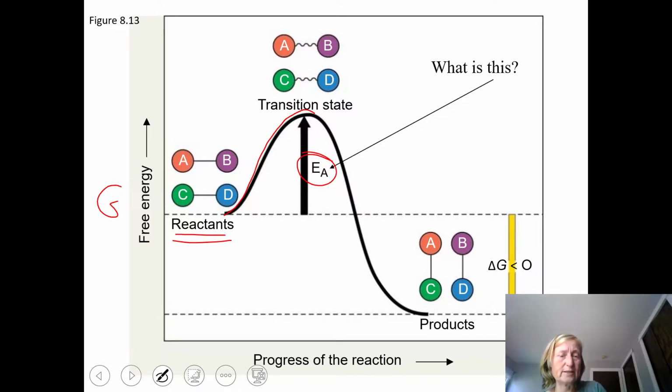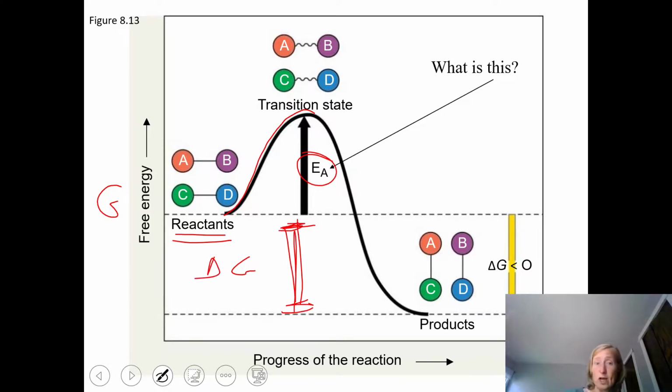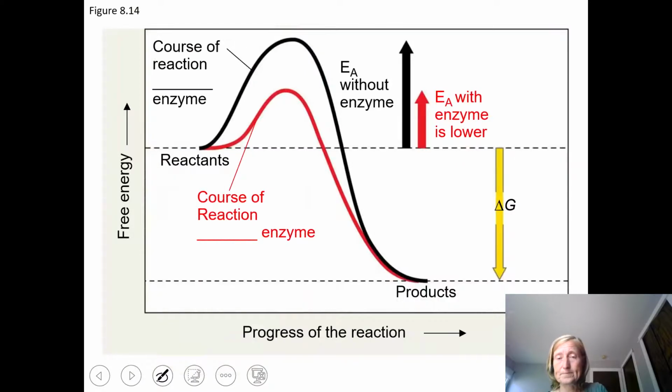There's still in this reaction a change in G, or a drop. This here represents delta G. Delta G is the amount of energy that's released when this reaction finally runs, but it needs a little bit of energy to get the reaction started. And it turns out that enzymes alter the course of the reaction by lowering the E sub A necessary to get the reaction started. So this black line represents the course of the reaction without the enzyme. The red line represents what happens with the enzyme. The enzyme somehow makes it easier for the reaction to get started.